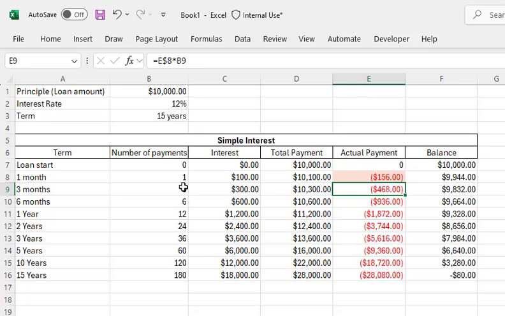After that, we're just doing 3 times 156. We're doing 6 times 156. We're doing 12 times 156. See that? That's how you get these numbers all the way through to here. Then you're going to have 180 times 156.